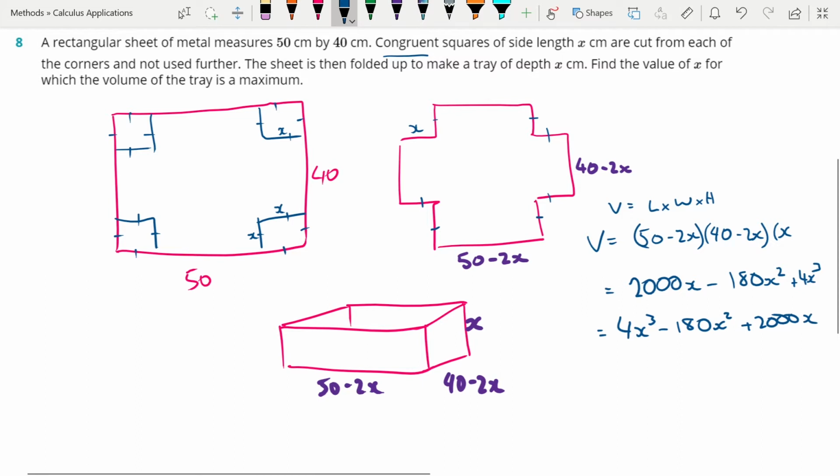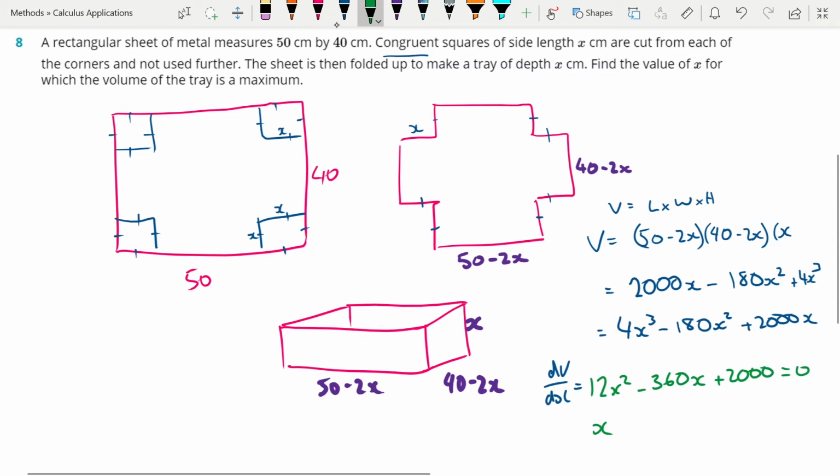Now we want to find when this is a maximum. So if we were to graph this, this would be a cubic. The maximum would be a stationary point, and stationary points occur when the derivative is equal to 0. So let's differentiate our volume formula and we would get 12x squared minus 360x plus 2000. And we have to solve for when this equals 0.